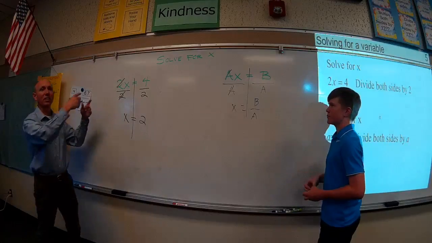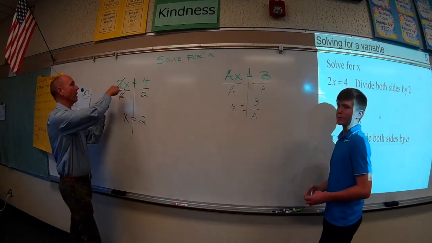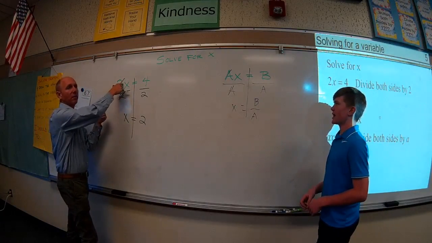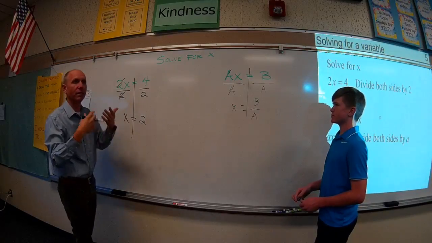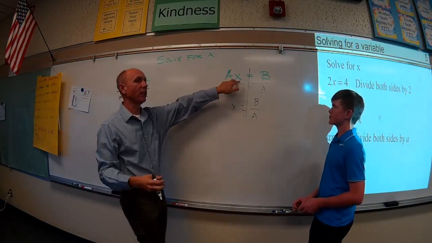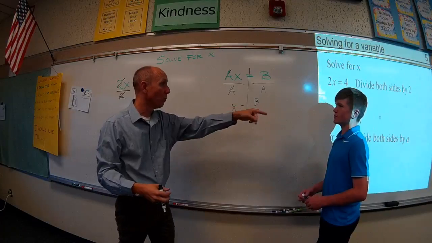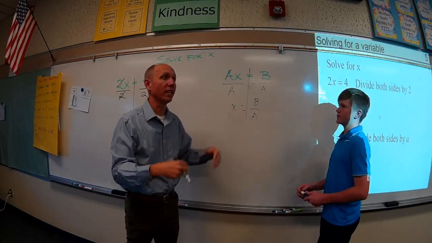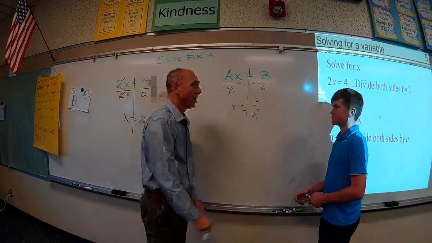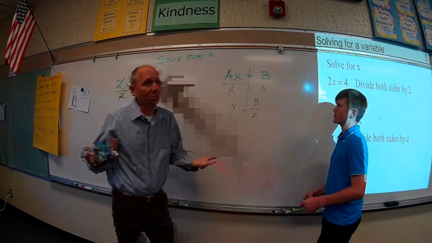Do you notice it follows the exact same rules? Who's bugging the x? The 2 is. What's the 2 trying to do? Multiply. How do I find multiplication? Division. I would like to divide both sides by 2. Who's bugging the x? A. What's the a trying to do? Multiply. How do you find multiplication? Division. I'd like to divide both sides by a. And then I just leave it there because I can't do anything with it.